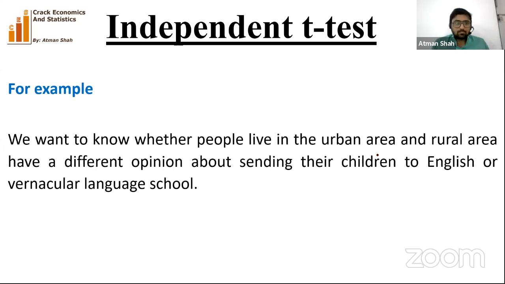Let's take some examples. Suppose we want to know whether people living in urban and rural areas have a different opinion about sending their children to English or vernacular language school. Recall the example that we took in the paired t-test: the opinion of husband and wife that can make a pair. But here we are collecting the data from an urban area and a rural area. So the respondent of an urban area cannot make a pair with the respondent of a rural area. These two groups are totally independent of each other, and therefore the independent t-test can be used.